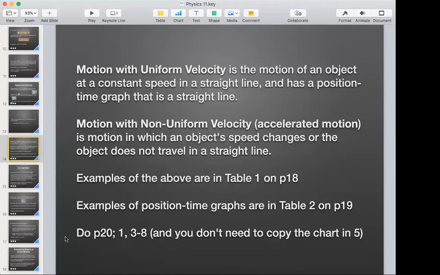Okay, so I'm pretty sure this was last day. Is that correct? Page 20, 1 and 3 to 8? Yeah. Does anybody have any questions from that?